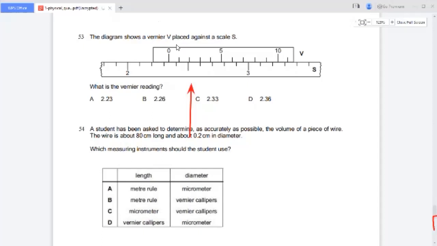So number 53. The diagram shows a vernier V placed against a scale S. Here the smaller one is the vernier scale and the large one is some type of scale. What is the vernier reading? Let's see. First of all, we find the 0 of the vernier scale, which is here, and then we find out the reading of the main scale.